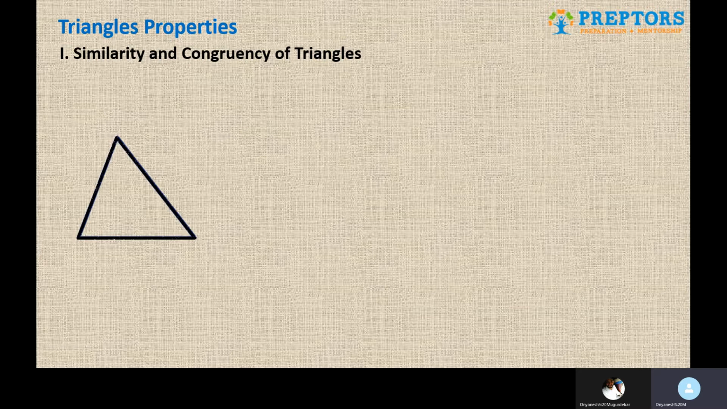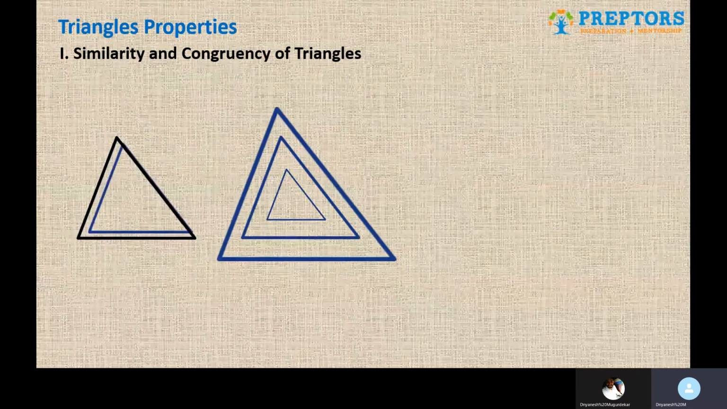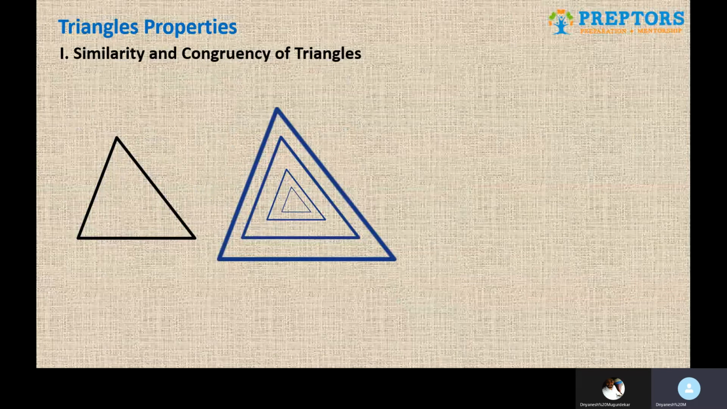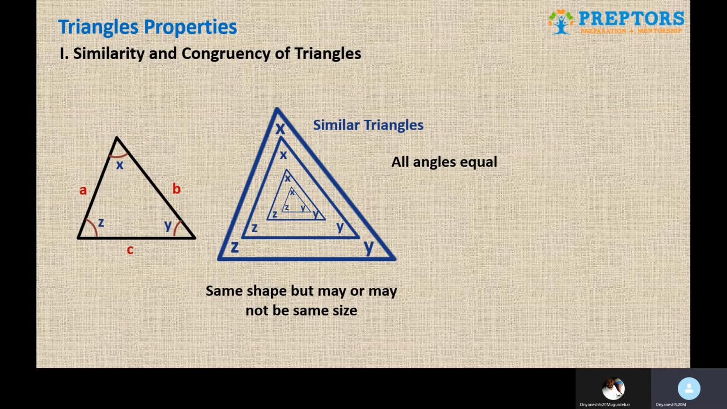The second part, similarity. For similar figures, a triangle will be a triangle, but the size may or may not be the same. It depends on what proportion you are drawing, and based on that, the proportionality will work. So the same shape, but the size may or may not be the same. All the angles will remain the same. This is one very important observation: whenever the figures are similar, whether you enlarge the figure or reduce the figure, the angles remain the same. They don't change. It is the sides, the linear dimensions, that change. Angular dimensions remain the same.